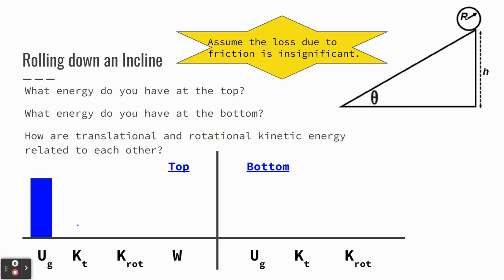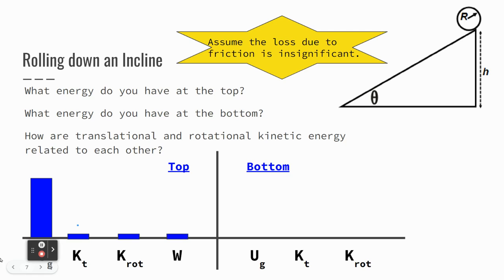Translational kinetic energy, it's not moving, so that'll be 0. Rotational kinetic energy, it's also not rolling, so that'll be 0. And the work done is 0 because here it says assume the loss due to friction is insignificant, so that'll also be 0.